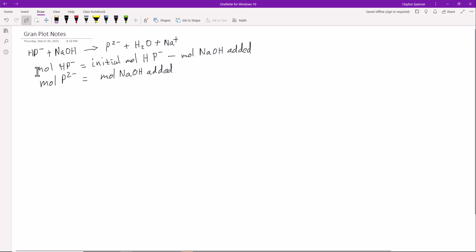Okay, so how do we figure out the moles of HP⁻ at any point? Well, it will be the initial number of moles, and then every time we add a sodium hydroxide, we remove one of those moles. So I'm going to subtract off the number of moles of sodium hydroxide that we added. Similarly, how do we figure out the moles of P²⁻ that are present at any point? Well, that's just going to be equal to the moles of sodium hydroxide added.